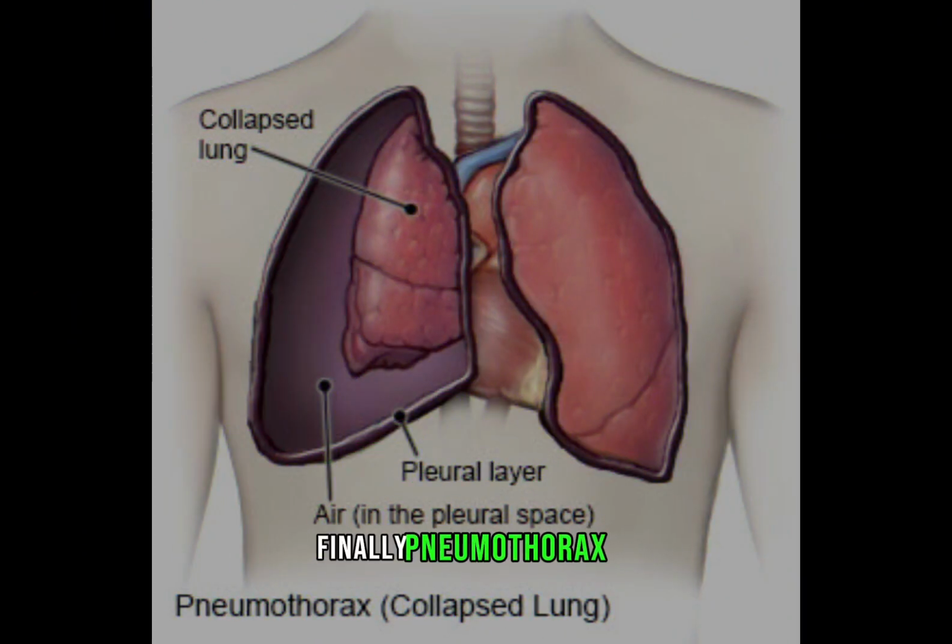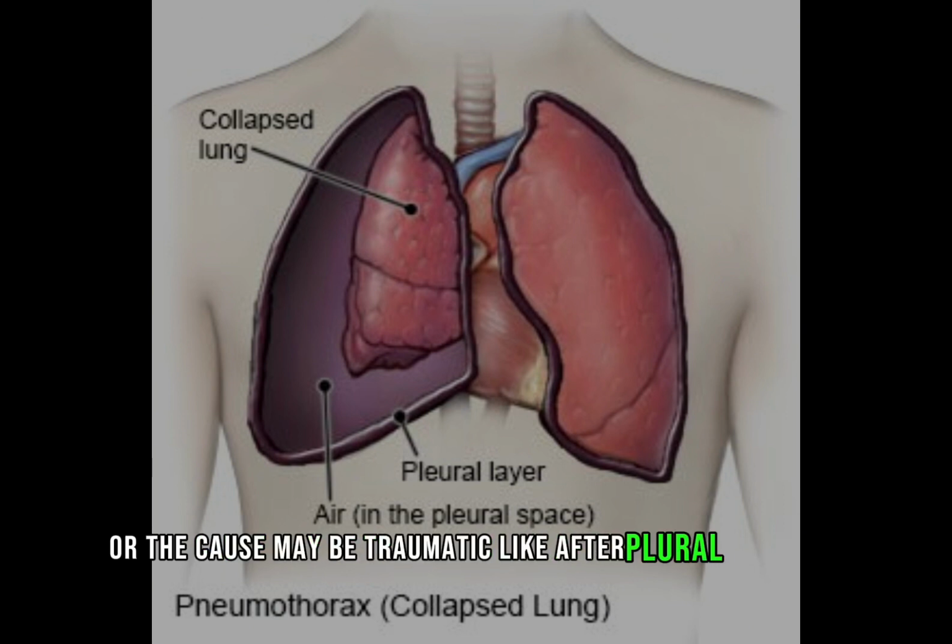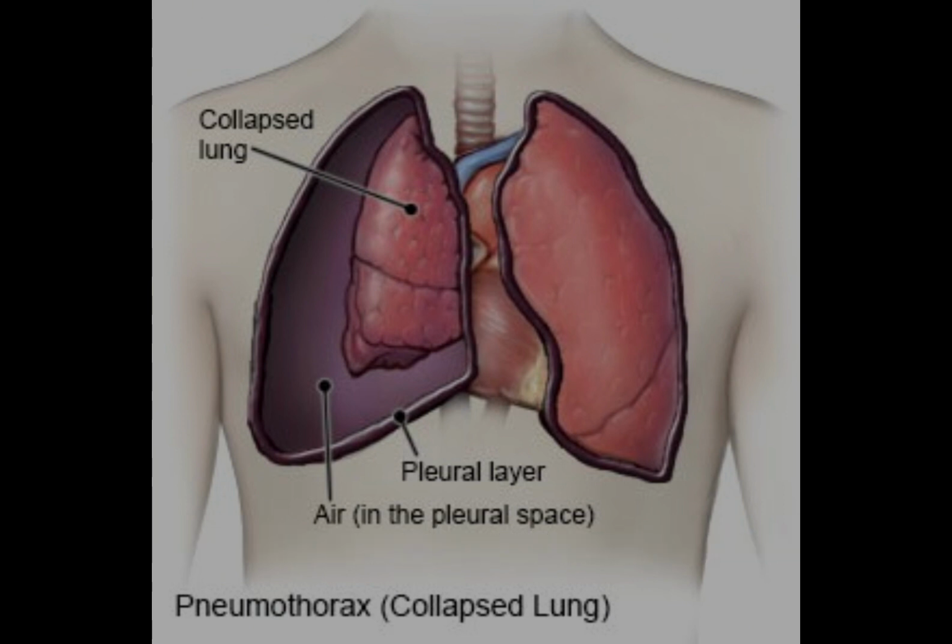Finally, pneumothorax, that is the presence of air inside the pleural space. The cause may be a complication of pre-existing pulmonary diseases, such as COPD or bronchial asthma, or it could be physiological in tall young patients, or the cause may be traumatic, like after pleural biopsy. Pneumothorax types: open pneumothorax and closed pneumothorax, these two are mild.